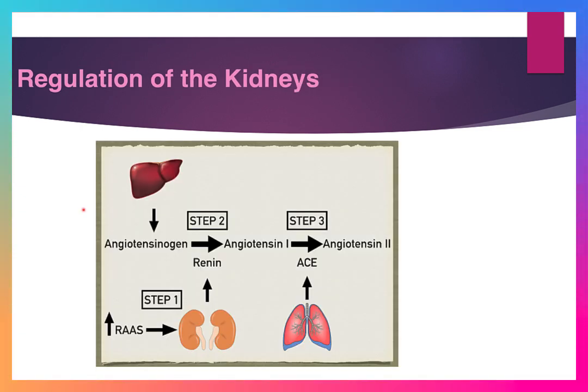So this is how it works. This stands for the renin-angiotensin-aldosterone system. When that increases, it impacts the kidney. Step one is it hits the kidney. The kidney produces renin. Renin acts on a compound that's made by the liver called angiotensinogen. Renin converts angiotensinogen to angiotensin 1. Then the lung produces something called angiotensin converting enzyme, which causes the production of angiotensin 2. And angiotensin is essentially a compound that raises blood pressure.